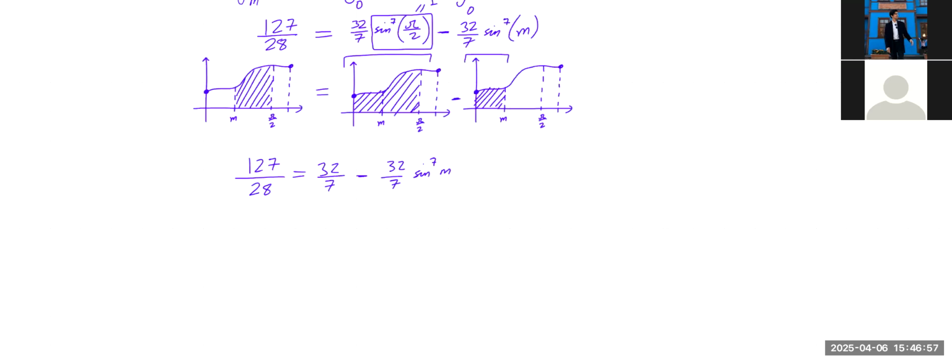Now, let's subtract 32 over 7 on the left side. What is 127 over 28 minus 32 over 7? So subtract this basically on the left side. I'm trying to make sine the subject.